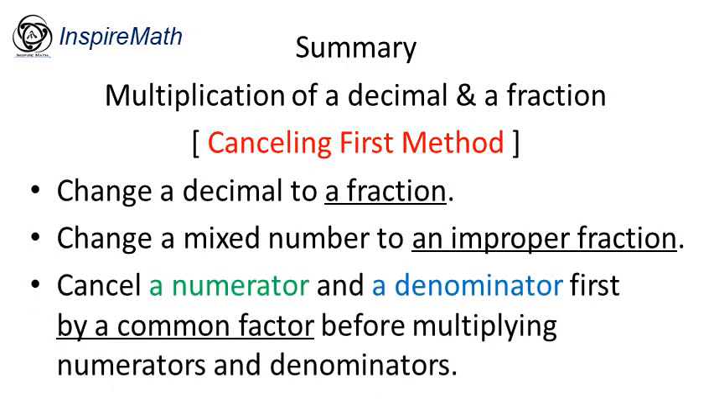If you see any numerator and denominator have a common factor, you can cancel the numerator and denominator before multiplying. It is very efficient to cancel first. Then multiply the numerators and denominators separately to get the final answer.